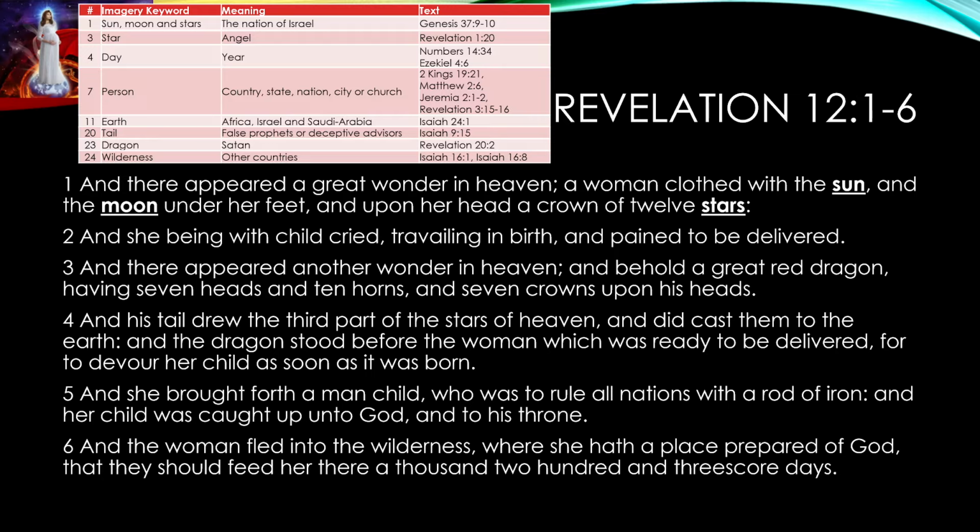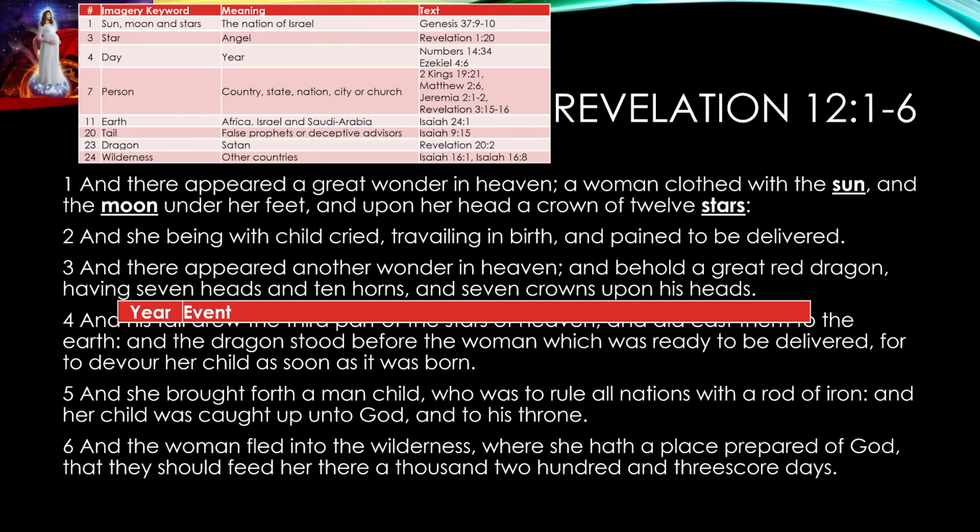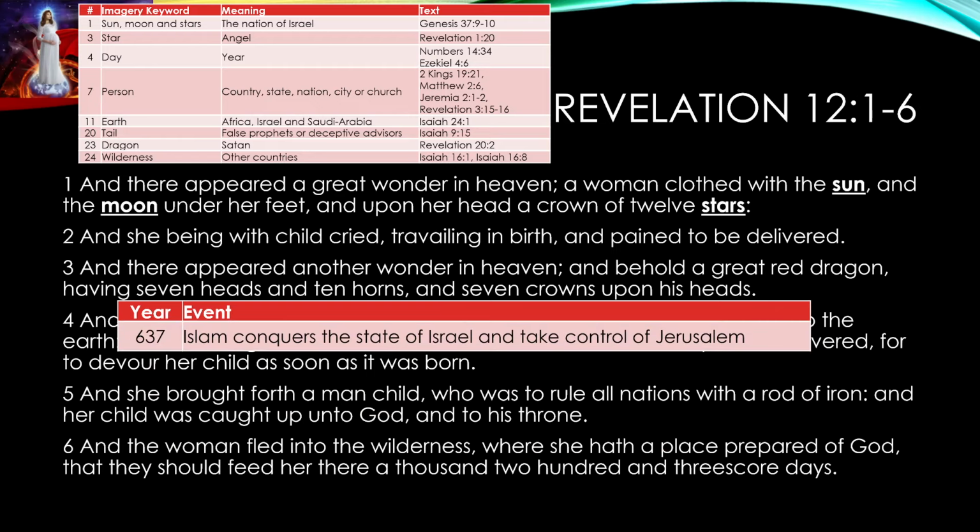The nation of Israel was to stay scattered in other countries for a total of 1,260 years, symbolized by the 1,260 days. We will now list the events which were fulfilled by verse 6. In the year 637, Islam completes the siege of Jerusalem, and conquers the nation of Israel. Many Israelites flee and relocate to many other countries, symbolized by the wilderness.